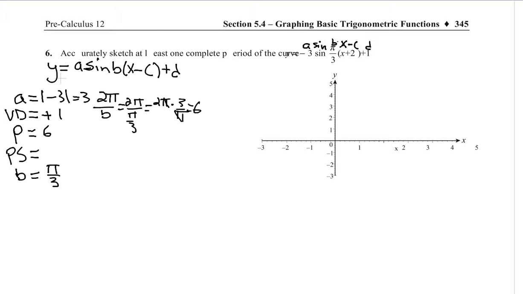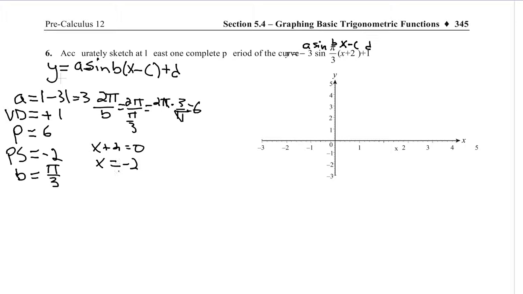And our phase shift is going to be what's happening to C. It can be done by going x plus 2 equals 0, so setting it to 0, and then moving the 2 over using algebra, x equals negative 2. So now you solve for x. Now we know our phase shift is negative 2. Okay, so now you're ready to graph.